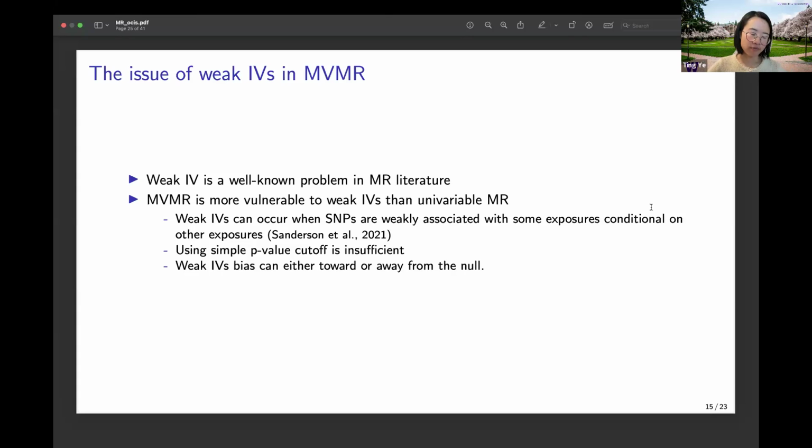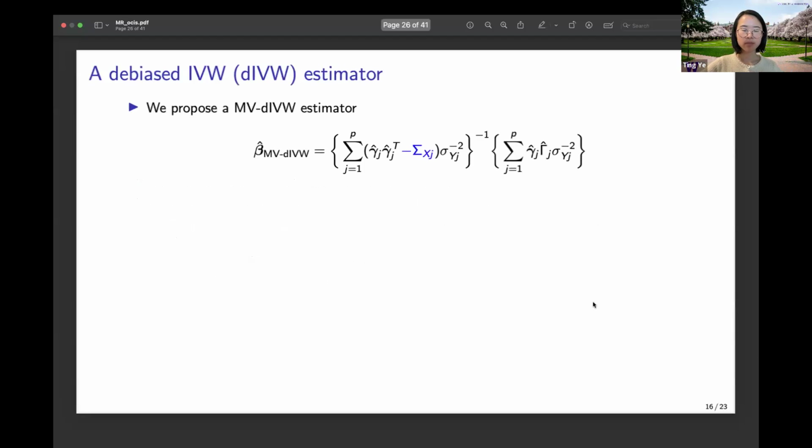In the case of adult BMI and childhood BMI, it's very possible that their genetic correlation is very, very high. This means that the SNPs' effects on the 2 exposures are highly correlated and they can be weakly associated with one conditioning on the other. The second reason is that using a simple p-value cutoff is insufficient because it only gives marginal relationships. And lastly, the weak IV bias can be either toward or away from the null.